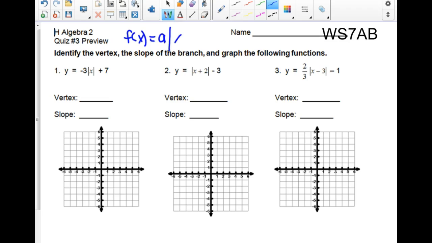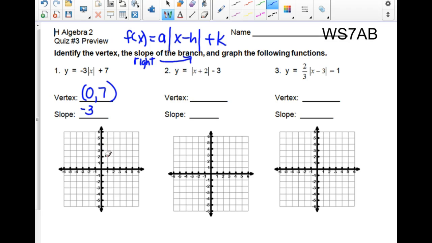You may wish to write down the format for these absolute value graphs that we're starting with: y equals a times the absolute value of x minus h plus k, where h and k are shifts horizontally and vertically. Identify the vertex, the slope of the branch, and graph the following functions. Now, it's the slope of the right branch only. So that would be -3, the a value. The vertex here, h would be 0, and k is 7, so the vertex is at (0, 7).